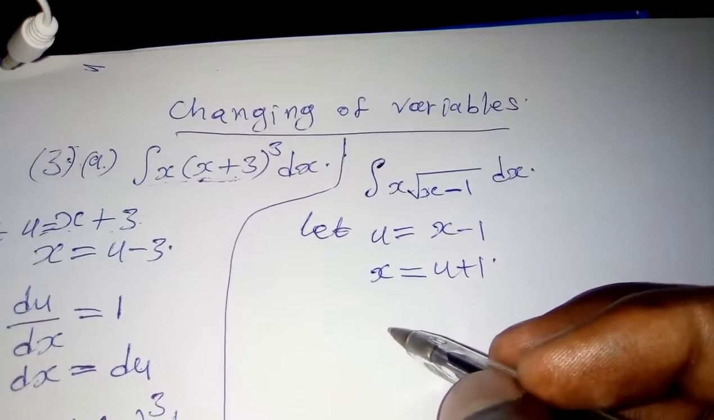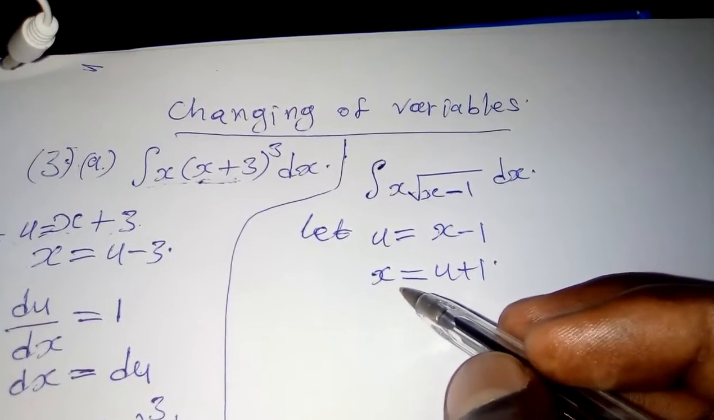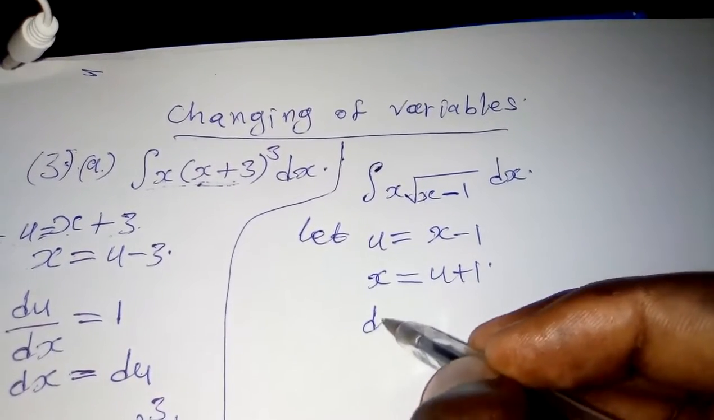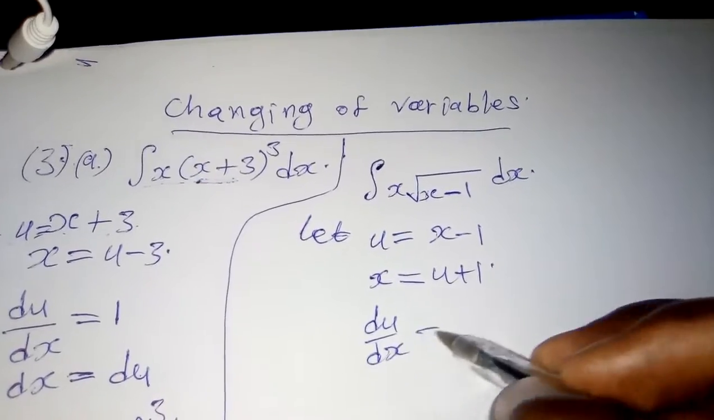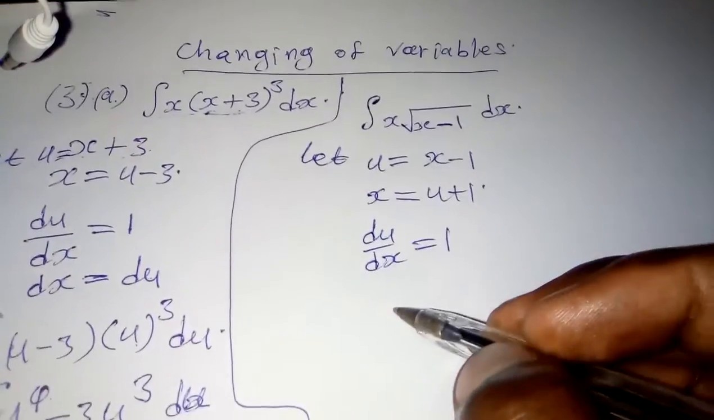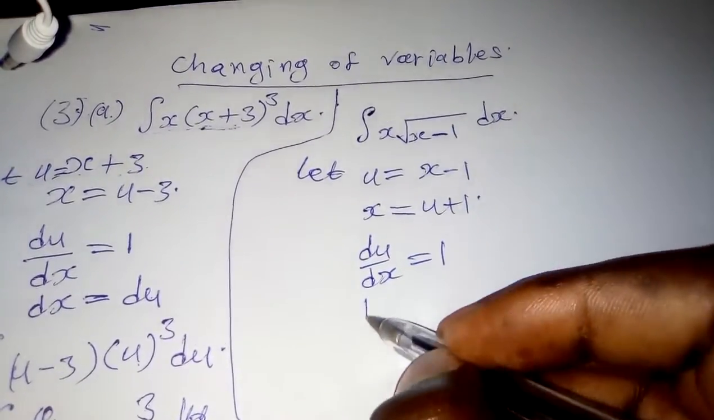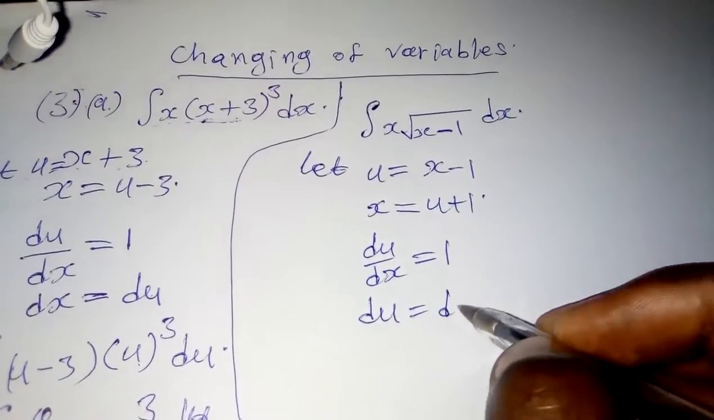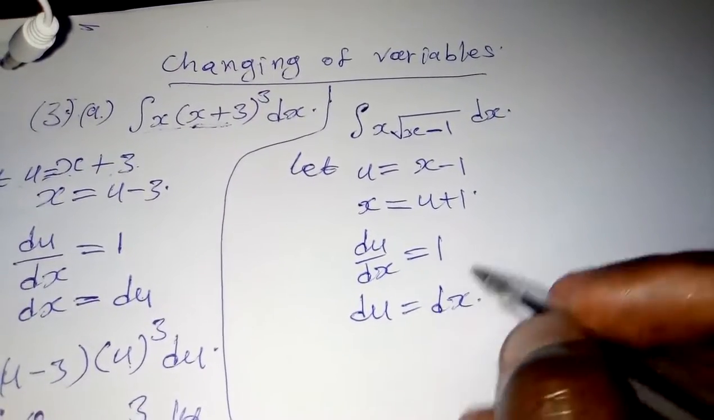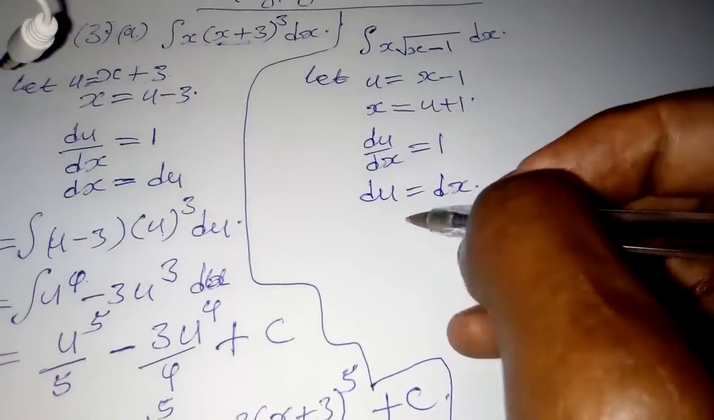Apart from that, you also make sure that you find the derivative of that. So du/dx is going to be equal to 1 as well, meaning our du will just be equal to dx. So where there's dx, I can replace it with du, there's no problem.